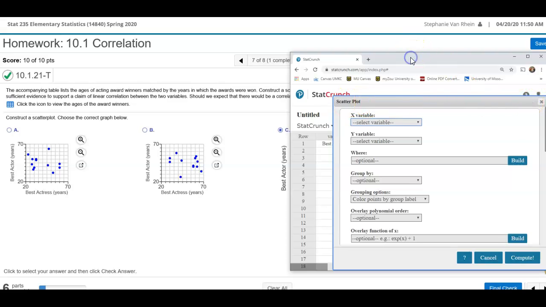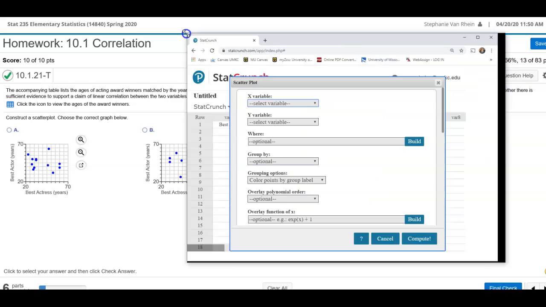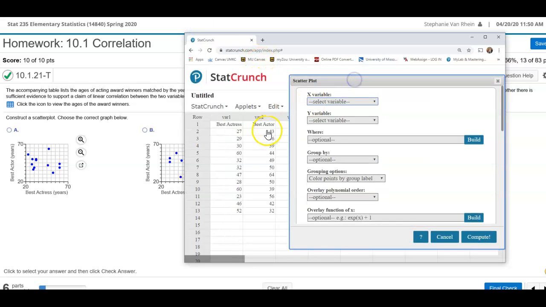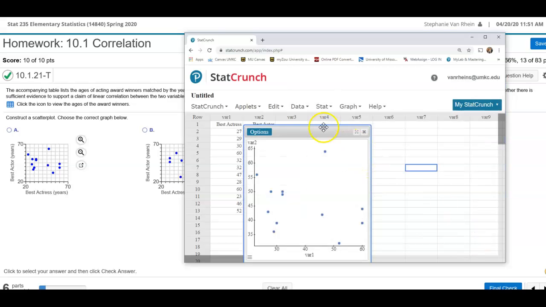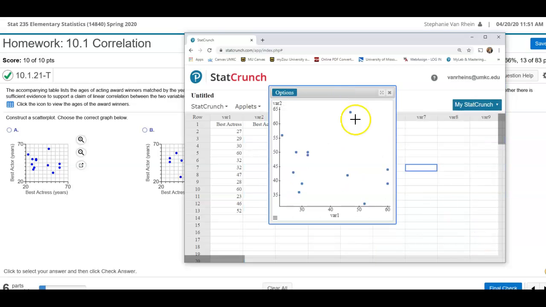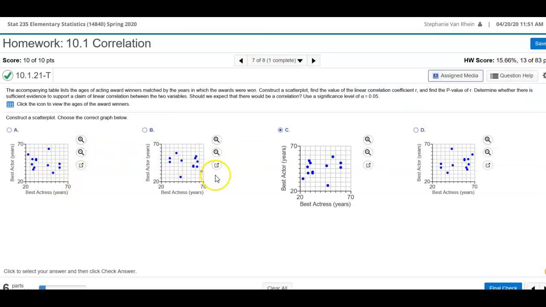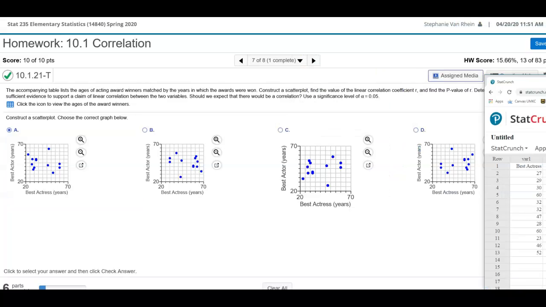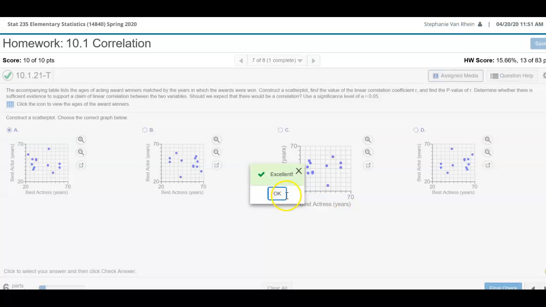Best actresses is going to be variable 1, and variable 2 is going to be best actor. That's going to be on the y-axis. So compute it. That gives me my scatter plot. So you can see which one kind of comes close. You got to be a little careful with the units here, but in this case it's A. So A is going to be the one that I want, and I'm going to check that.